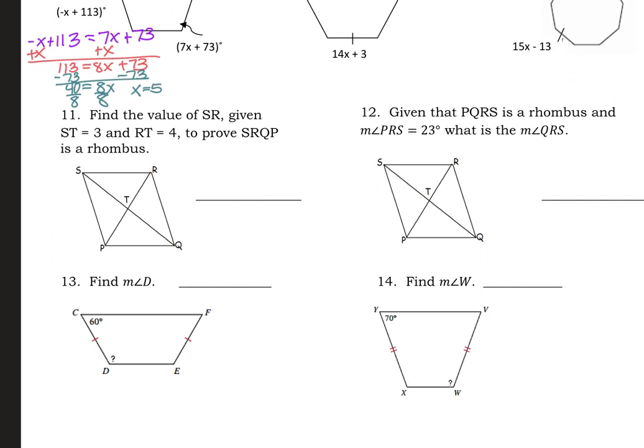All right, let's look at 11. On 11 it says, find the value of S and R given that S to T is 3 and R to T is 4. Prove that SRQP is a rhombus. So we know S to T is 3. R to T is 4. So it wants us to prove that this is a rhombus. They're asking you for S to R, though.